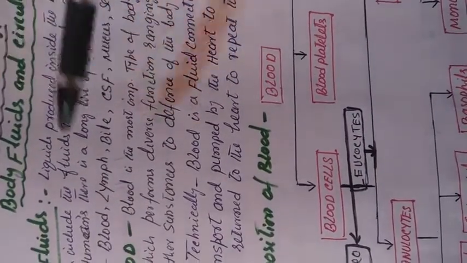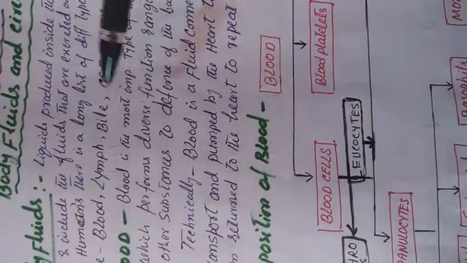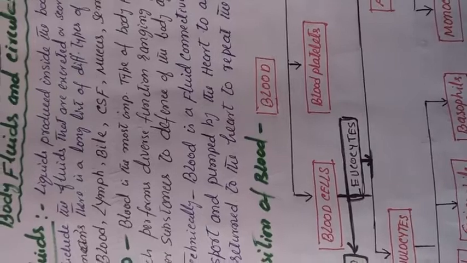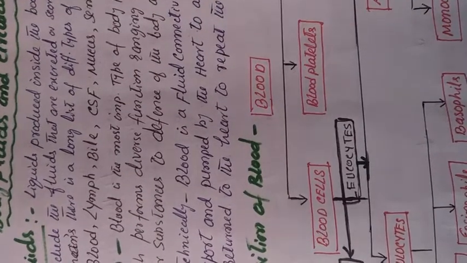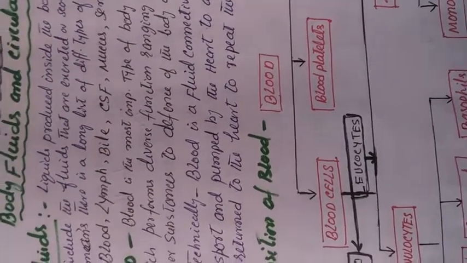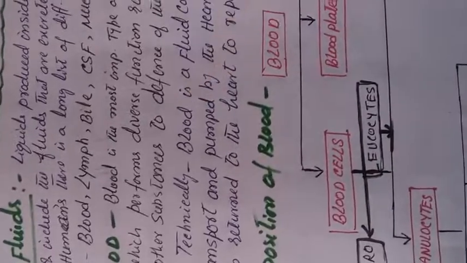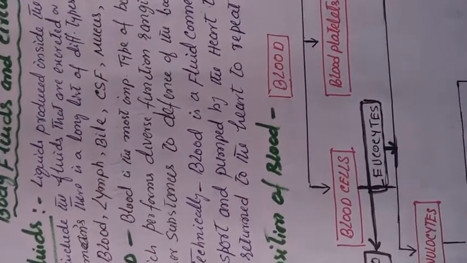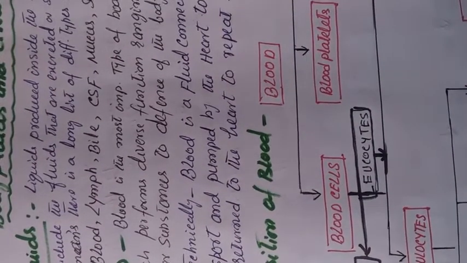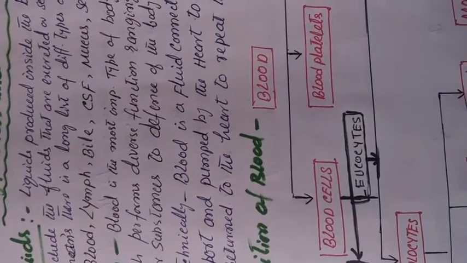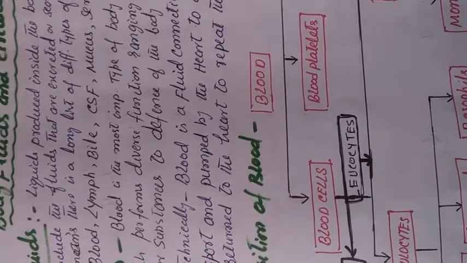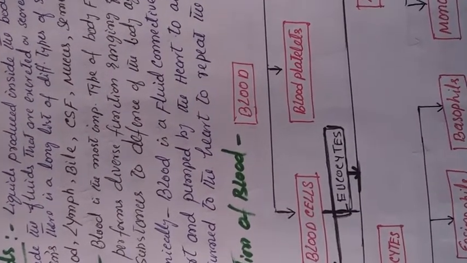Now let us discuss the blood. Blood is the most important type of body fluid in human beings, which performs diverse functions ranging from transport of gases and other substances to defense of the body against diseases. Technically speaking, blood is a fluid connective tissue needed for transport, pumped by the heart to all parts of the body, then returned to the heart to repeat the process.